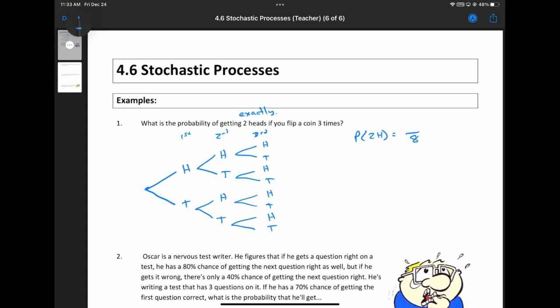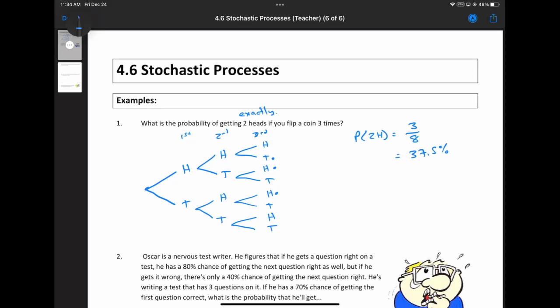So how many of them have exactly 2 heads? That would be, I believe, this one, which is head, head, tail. This one, which is head, tail, head. And then the bottom one, tail, head, head. So there's 3 of those. And 3 out of 8, I think, is 37.5%. Okay, so that's how we would have approached this back in Unit 2.